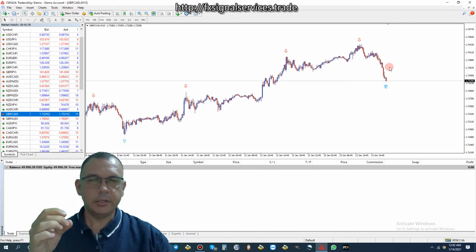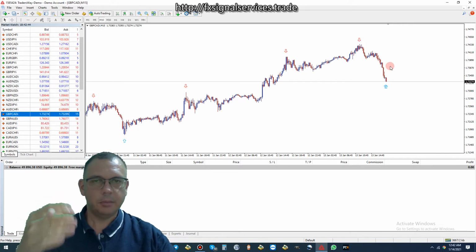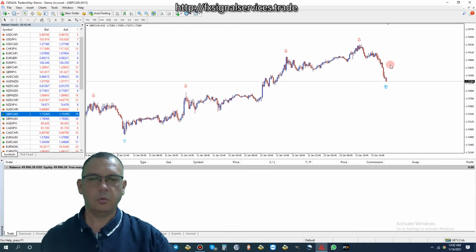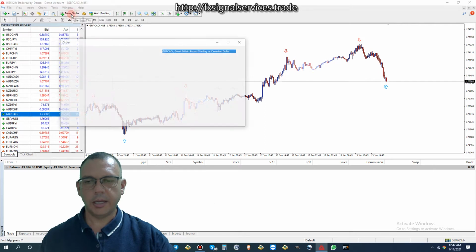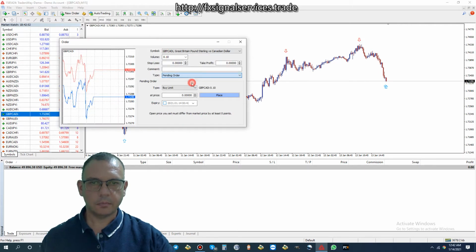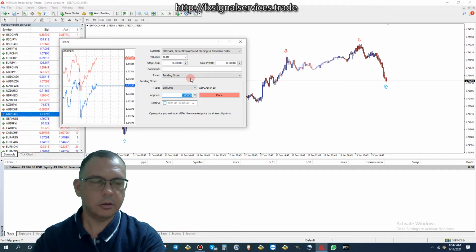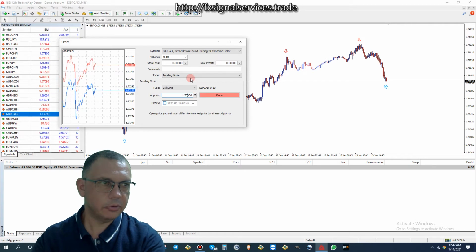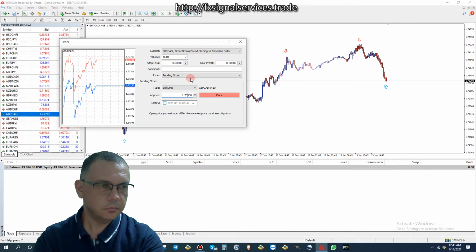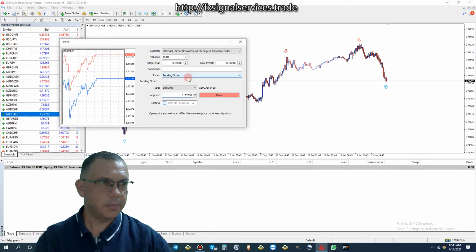So what we need to do in this particular case is put a sell limit order above where it is right now. So I'm going to go ahead, choose new order, and choose sell limit, and I'm going to put it a little ways above. I'm going to pick 1.73700, just to make it even.